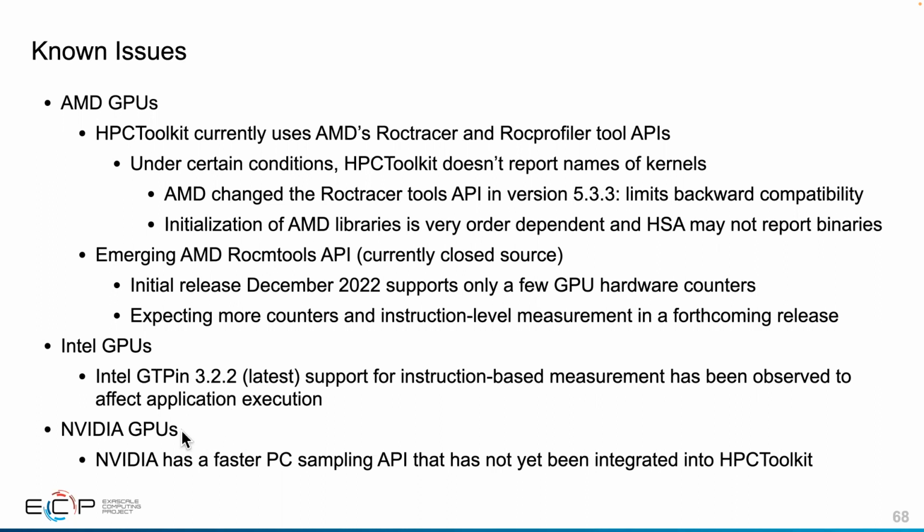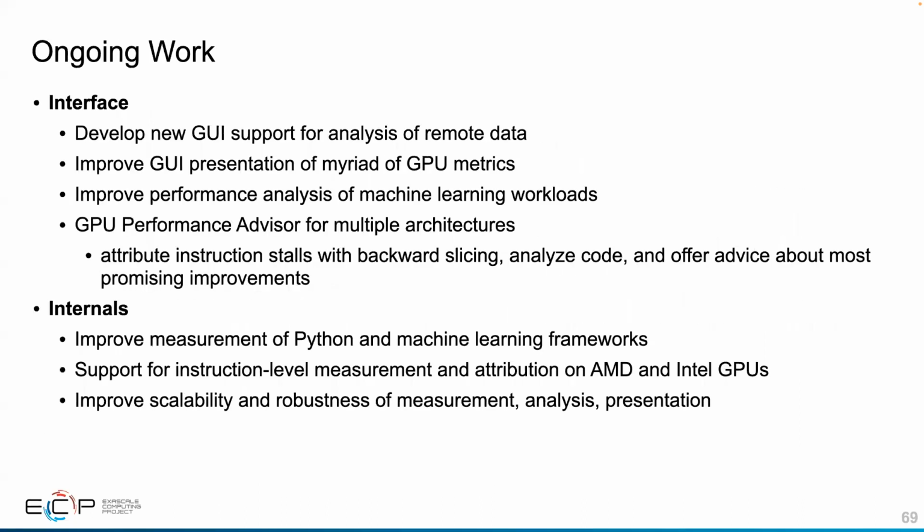Then on NVIDIA GPUs, NVIDIA has a faster PC sampling API, and we've done a partial integration of that into HPCToolkit. This would reduce the overhead of PC sampling, which currently runs somewhat slower. But for lack of time, and because the focus has been on the AMD and the Intel GPUs, this work has not been fully integrated into HPCToolkit.